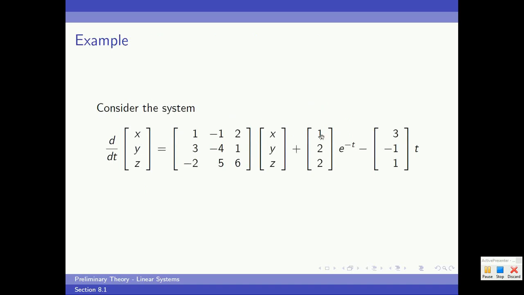Okay, so let's look at this system. What it means to have a unique solution is that my a and my f have to be continuous on some intervals. Here my a is constant. This function e to the negative t is continuous, so the sum of these is continuous, so my f is continuous. So there's a unique solution if I'm given an initial value.